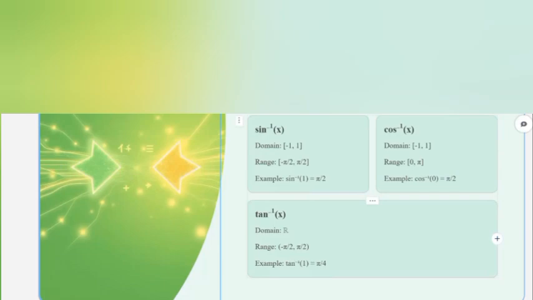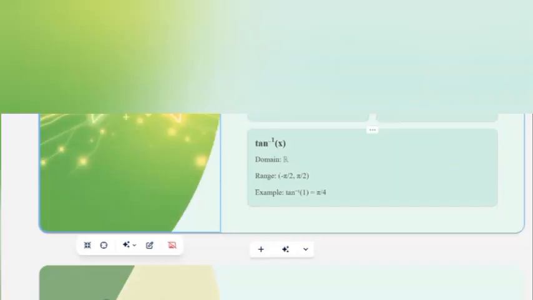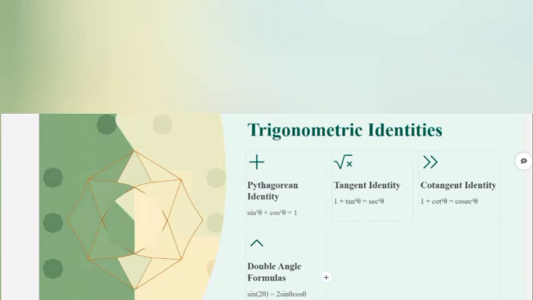So here we have an example of sine inverse of 1, which is 90 degrees, cos inverse of 0, which is also 90 degrees, and then tan inverse of 1, which is 45 degrees.